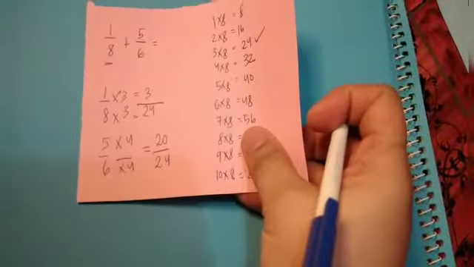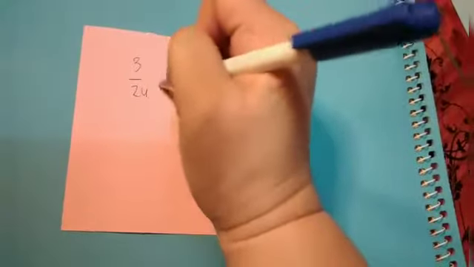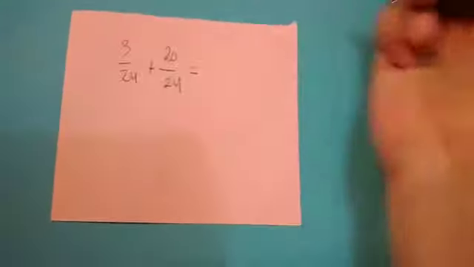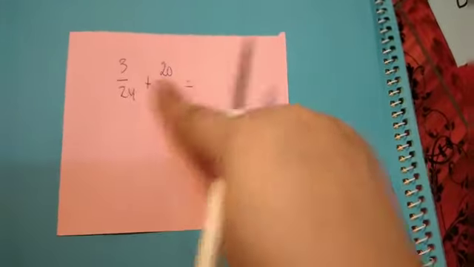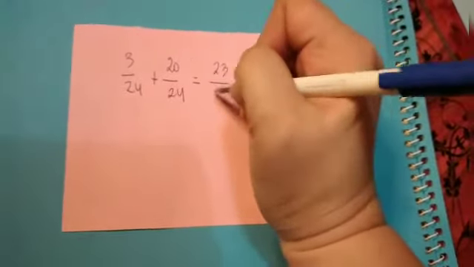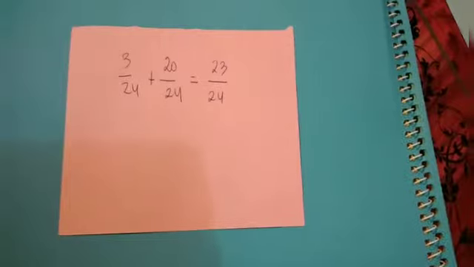So now we have 3/24 and 20/24. Okay, now since they are like, all you have to do is to add the numerators and copy the denominator. So it's going to be 23 over 24. That's it.